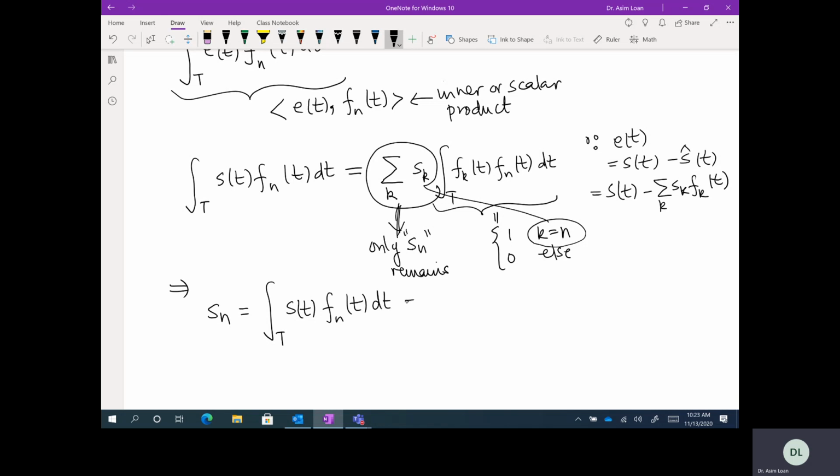And what is this? This is actually the inner product of s of t and f n of t, by definition. And this is also the projection, which we said before. This is the projection of s of t onto f n of t. And this is what you do when you want to find the intercept.